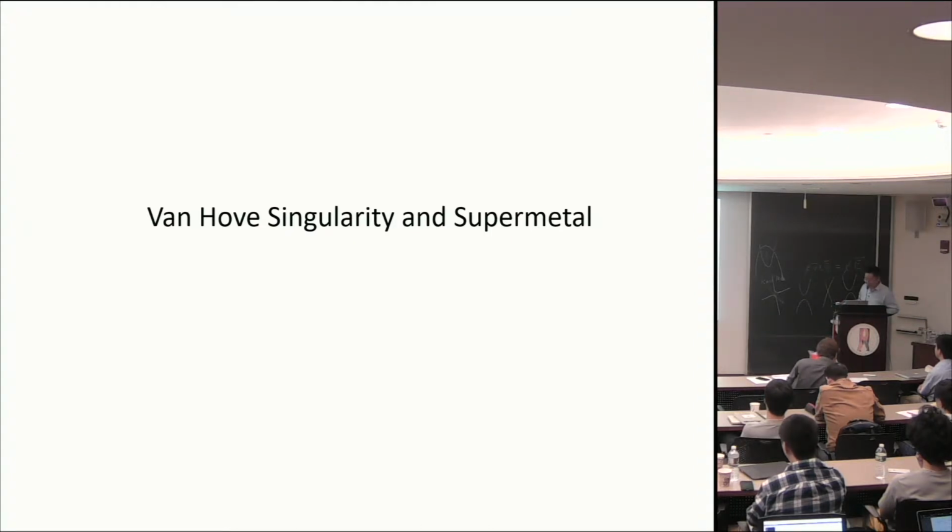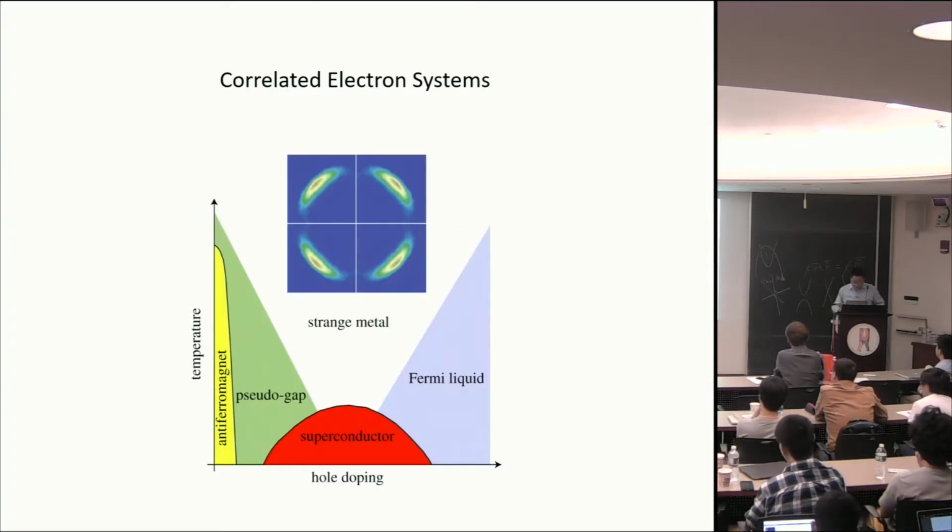So the rest of today's lecture and tomorrow's lecture is on a somewhat different subject. It's more about correlated electron systems. So these are very different from the semimetals and the insulators we talk about here. And one big difference is that the underlying electronic structure has a big Fermi surface, instead of having a single Dirac point or a few Dirac points.